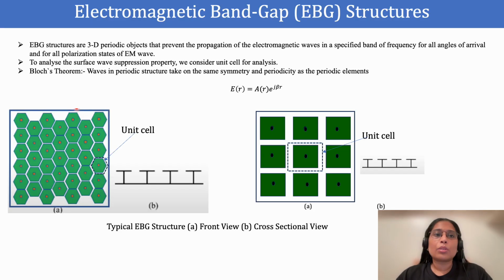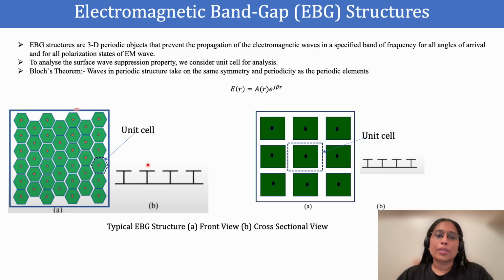So first of all, let's see what an electromagnetic band gap structure is. These are usually periodic array of structures over a grounded plane, and usually these patterns will be connected to the ground plane through wires. So these are two examples of EBGs. The main application of EBG is they will prevent the propagation of electromagnetic waves in a specified band of frequency for all angle of incidence and for all polarization.